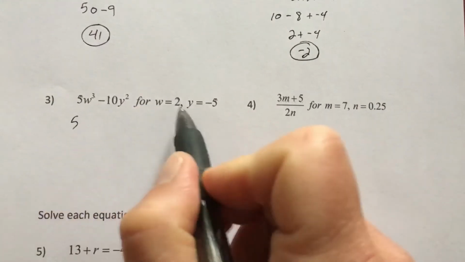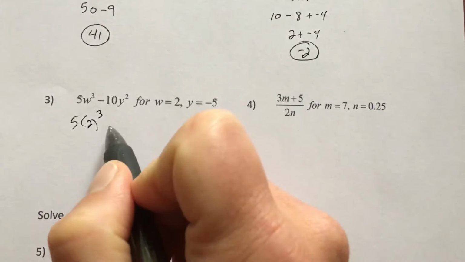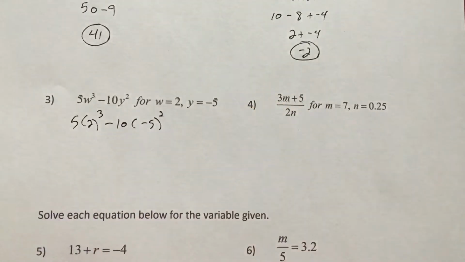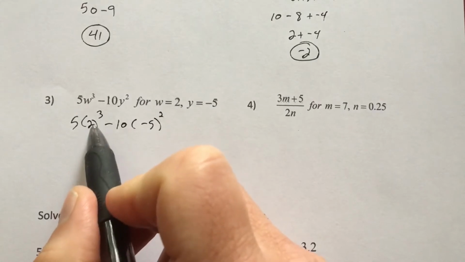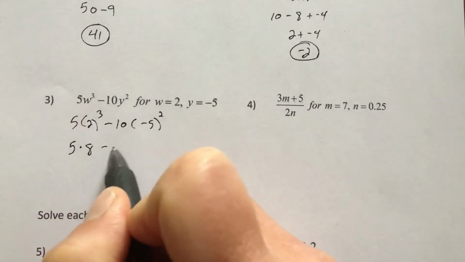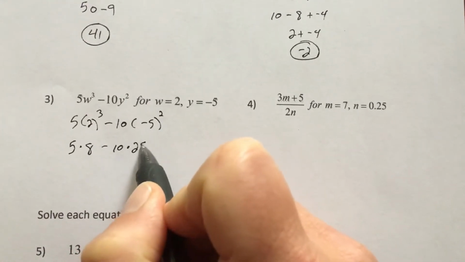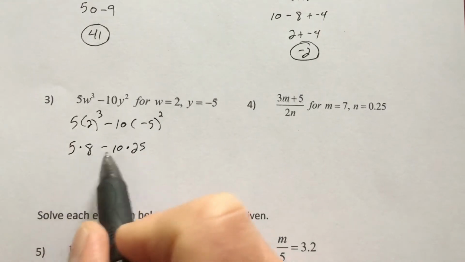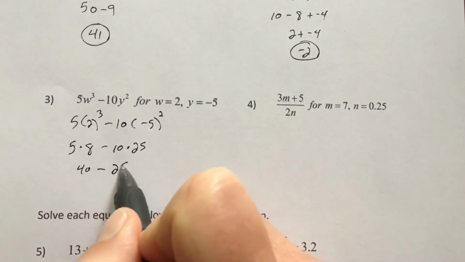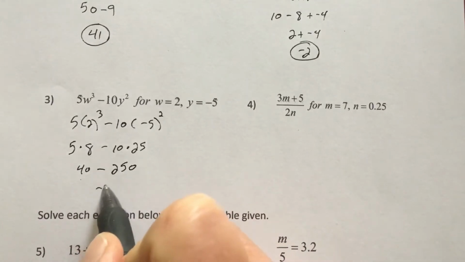If I put 2 in for W, I'll have 5 times 2 to the third power minus 10 times negative 5 to the second power. So I'm going to do my exponents now. 2 to the third is 2 times 2 times 2, which is 8. And negative 5 squared is negative 5 times negative 5, which is 25. Okay. Now I can multiply. 5 times 8 is 40. 10 times 25 is 250. And now we subtract. 40 minus 250 is a negative 210.